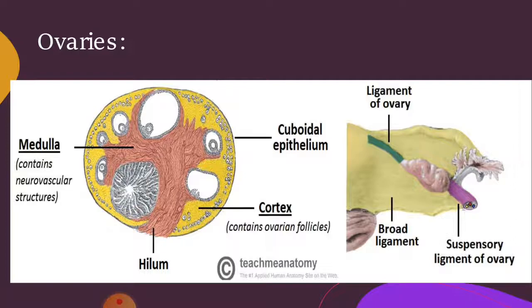Remember, this is a very important point, that the left ovarian vein will drain into the left renal vein, while the right ovarian vein will drain directly into the inferior vena cava.